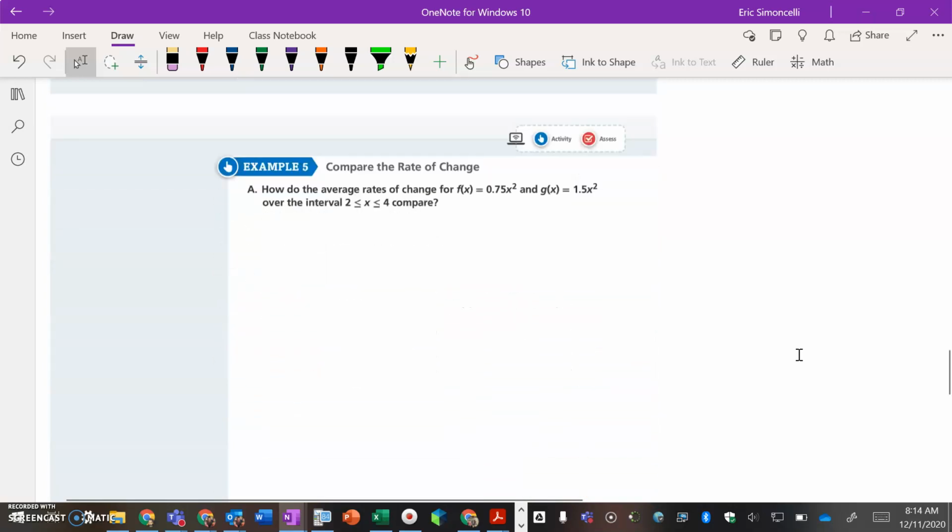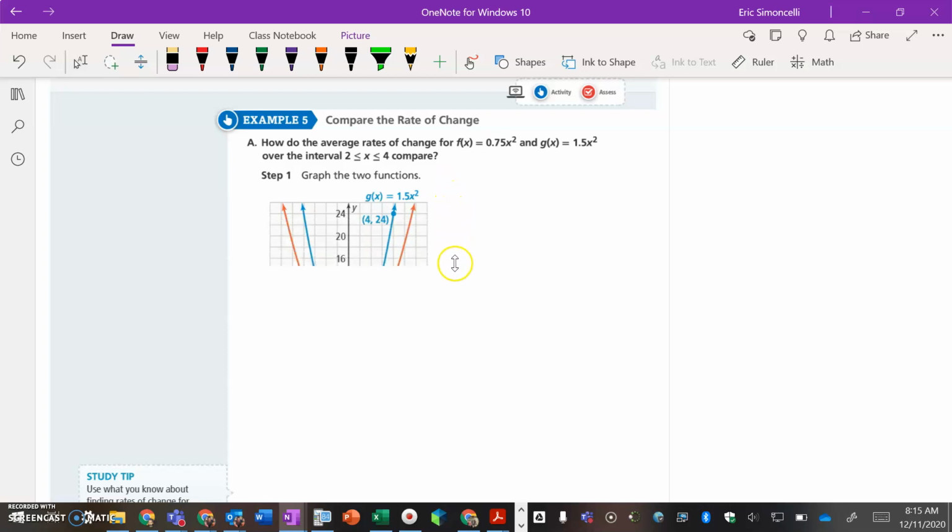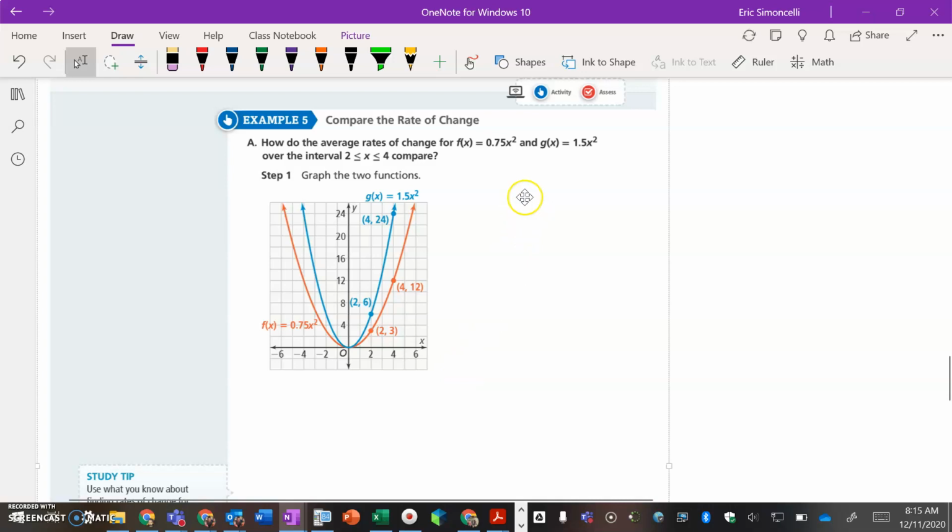Example 5. How do the average rates of change for f of x equals this function and g of x equals that function over the interval from 2 to 4, so x is only in between those values, compare? So let's take a look. Step 1 is to graph the two functions. They've done it for you here, so we'll take a look very briefly at how that takes shape. You can see the blue function as y, or g of x, equals 1.5x squared.